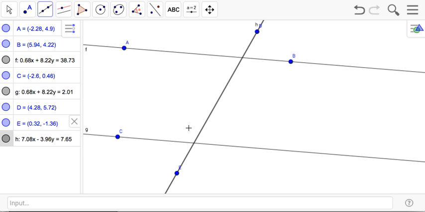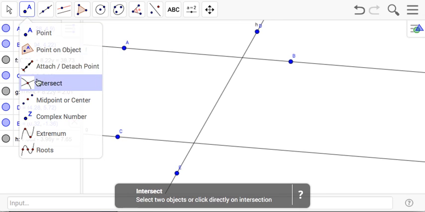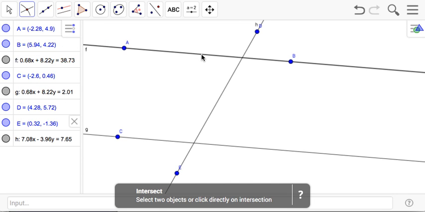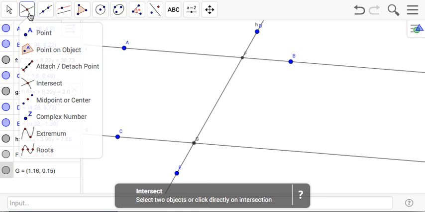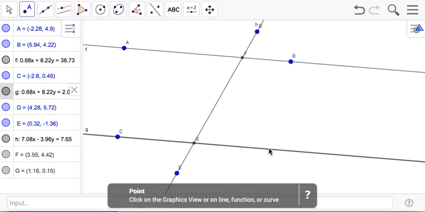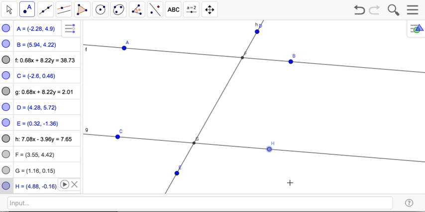What I want to do now is measure these four angles and measure these four angles. But to do that, I need to find the point of intersection of this line and this line, of this line and this line. So I'm going to go back to my point tool and pick intersect. And then I can pick the two lines. And again here. I actually need one more point on this line, so while I'm in my point tool, I'm going to pick point and put another point there. Now I'm ready to find the angle measurements.